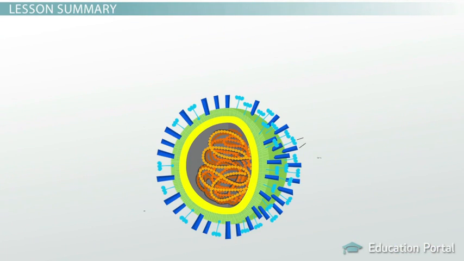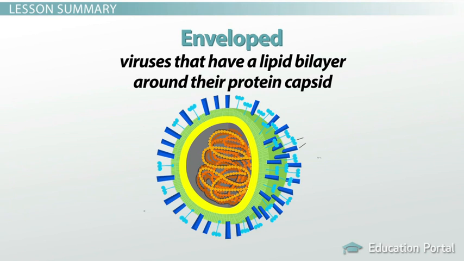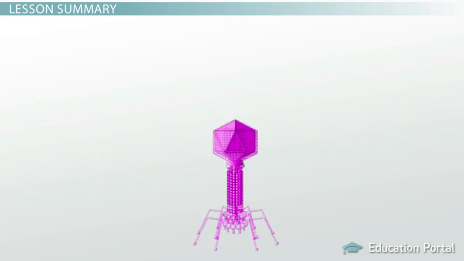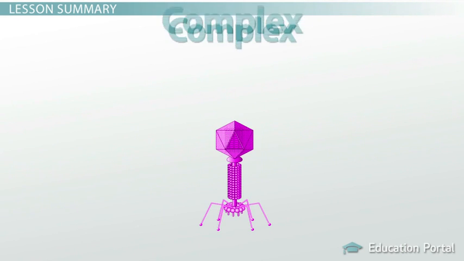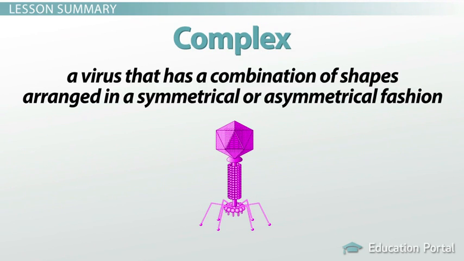Some viruses, regardless of their protein capsid shape, are enveloped and are viruses that have a lipid bilayer around their capsid. Finally, some viruses have a complex shape. This is when a virus has a combination of shapes arranged in a symmetrical or asymmetrical fashion.